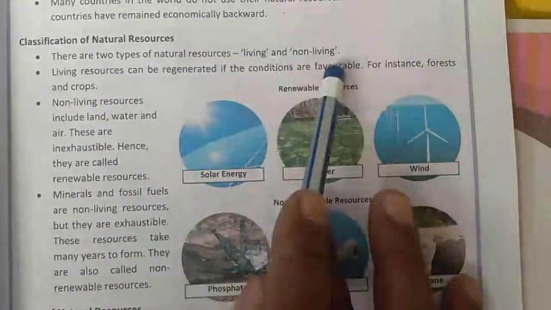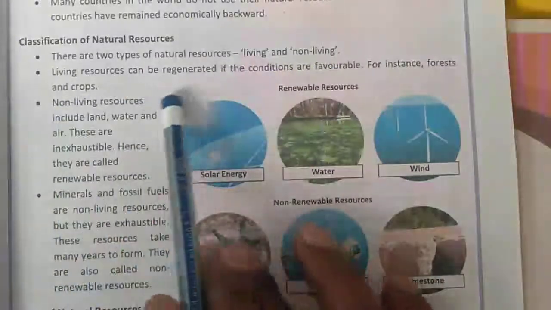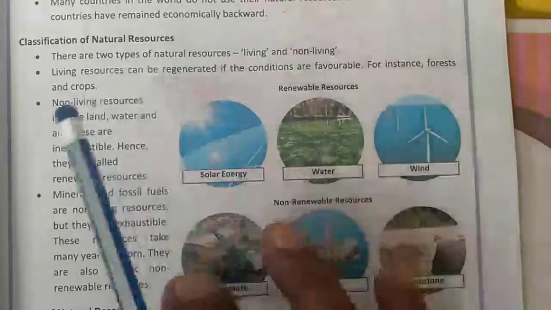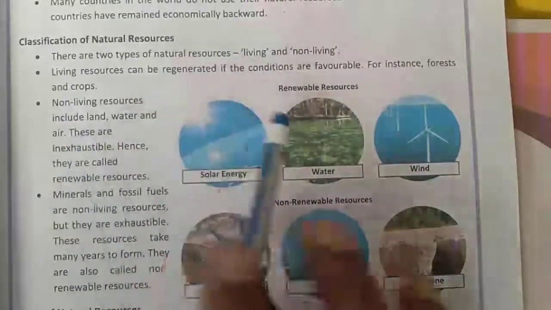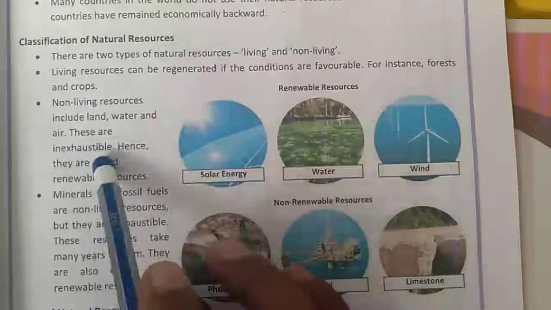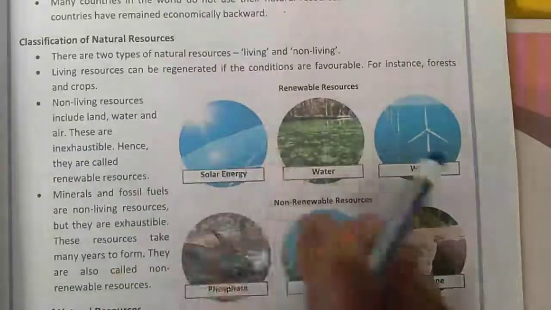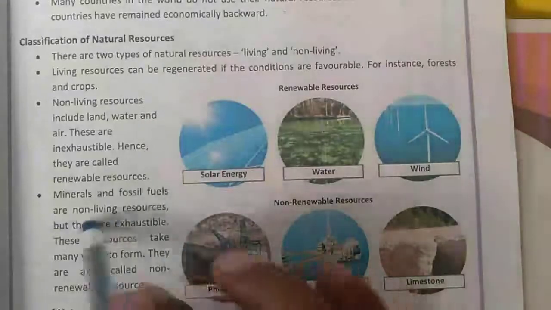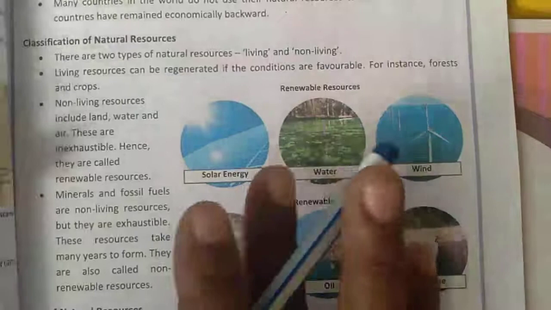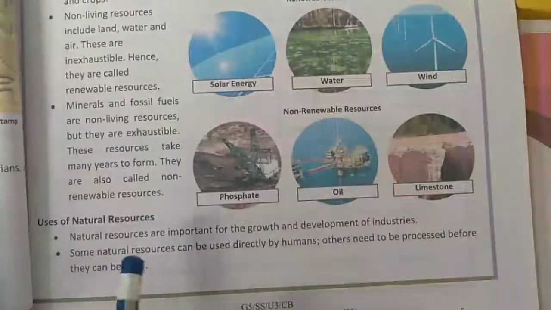First one is living things, second one is non-living things. Living resources can be regenerated if conditions are favorable, like forests and crops. Non-living resources include water and air, and they are inexhaustible and hence they are called renewable resources. Minerals and fossil fuels are non-living resources, but they take a lot of time to form, so they are called non-renewable resources.